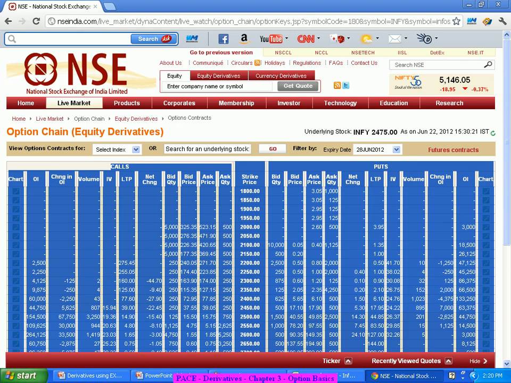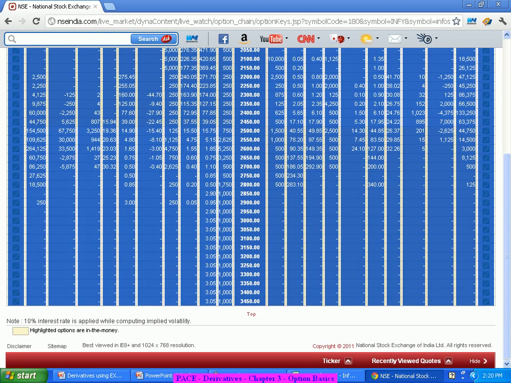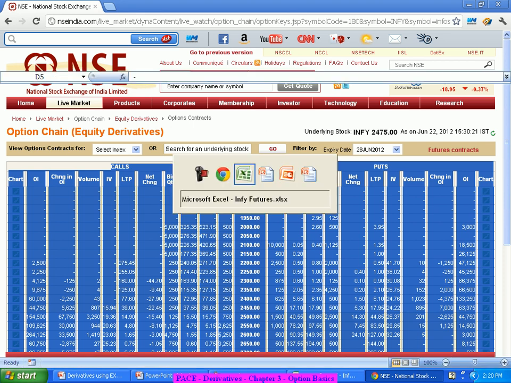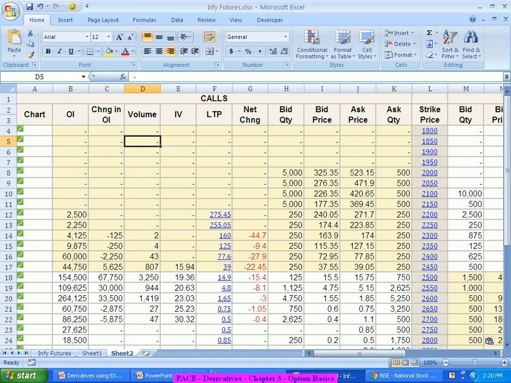I copied this, and this is not exportable to Excel. So that's why I copied the entire table and pasted it into the Excel sheet. If you want, you can paste it as a picture also, but by default, it will paste the table as a table.